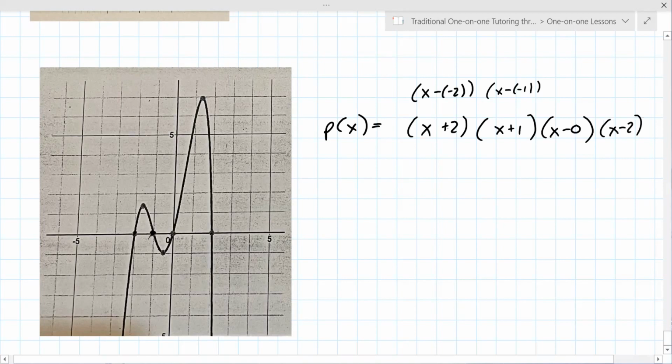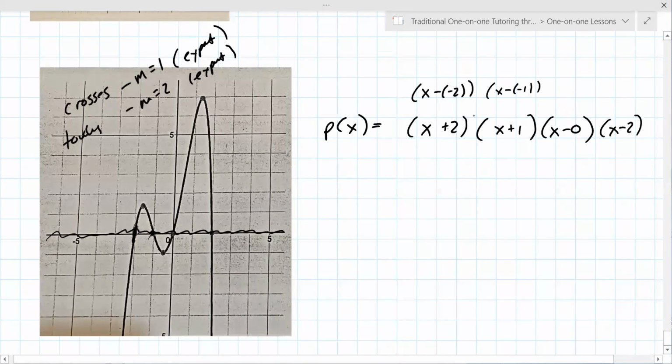So the rule is if it crosses, the multiplicity is 1, or the exponent. If it touches, the multiplicity is 2. That means the exponent is 2. What happens here at -2? Does it cross or touch? Cross. You seem uncertain. So imagine this is a river. Did you cross the river, or did you come up to it and go away? You crossed it. Okay, so that's 1.